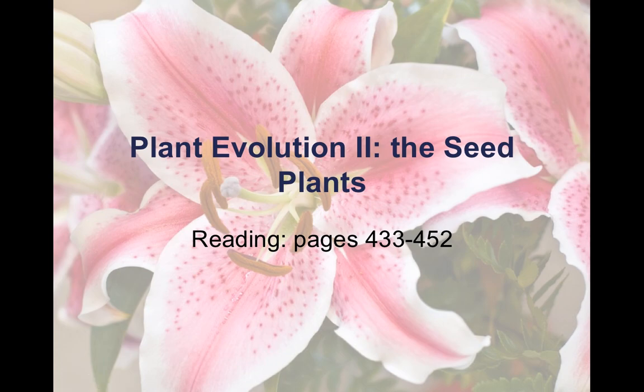This week we are going to be continuing our discussion of plant evolution and diversity, and we're going to be focusing this week on the seed plants. So the seed plants are going to include both the gymnosperms and the angiosperms, which are the plants that you're probably most familiar with because those are the plants that currently dominate the world.